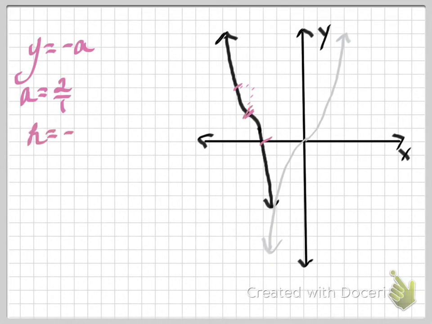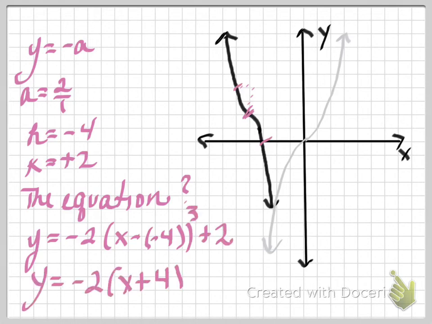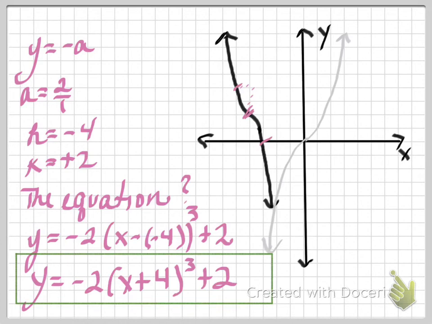Next, we went back 4, or left 4, and up 2. So let's write the equation. So y equals negative 2, parentheses, x, and then minus a negative 4, plus 2. Of course, we would really write that with a plus 4. And, of course, that's cubed. So there would be the equation for that graph.